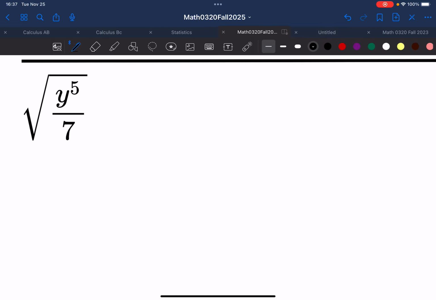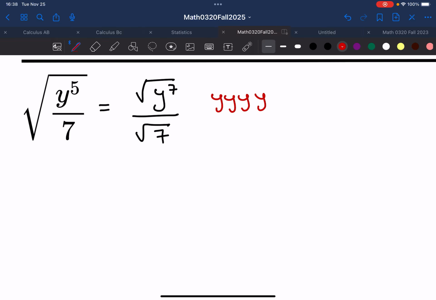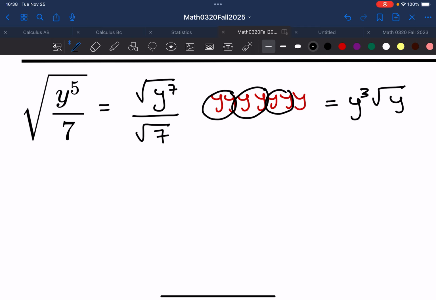Okay, in this example, I'm going to take that cube root and give it to the square root, and make sure I give it to both y to the 7th and the 7. I can simplify y to the 7th by writing my 7 y's, circling groups of 2. And then I notice that this is y cubed square root of y over the square root of 7.